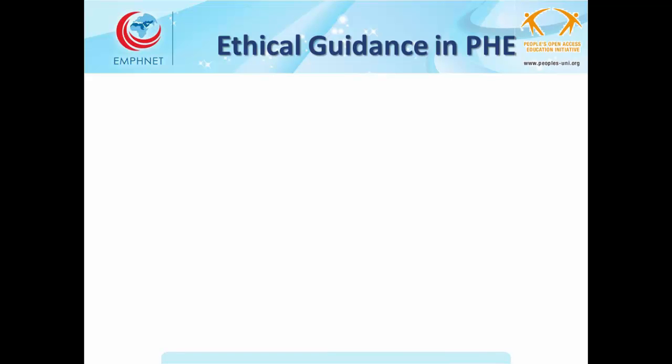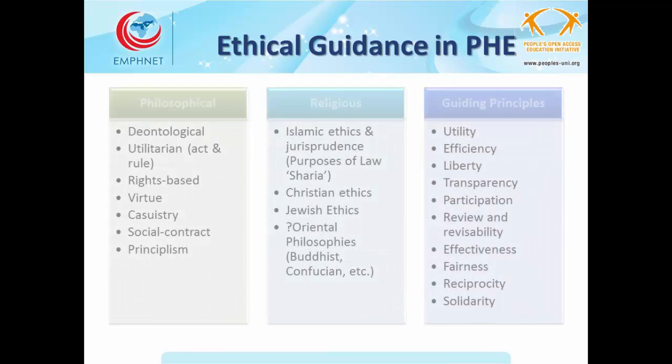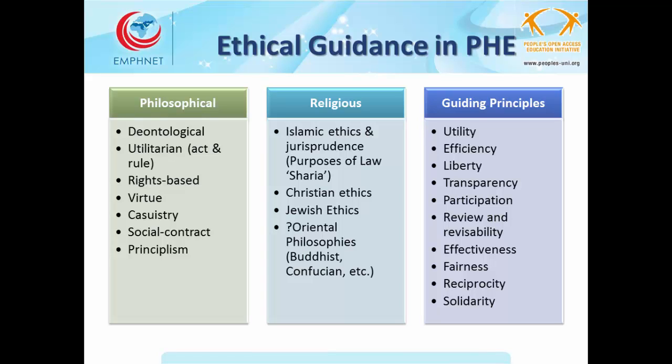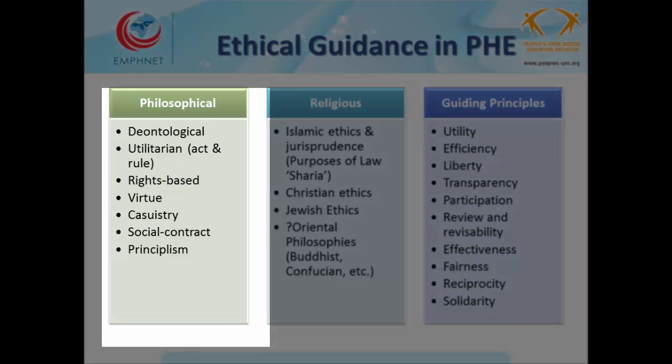Ethical guidance in public health ethics. In ethics in general, in bioethics in general, we have three main categories of moral reference. There are some philosophical schools. We're going to be introduced to them in a very brief way. The main schools that you may encounter in reviewing the literature and your readings are deontology, utilitarianism, the rights-based approach, virtue ethics, casuistry, social contract, and principalism. Don't worry about the big names. We're going to go through them one by one and put them as simply as possible.